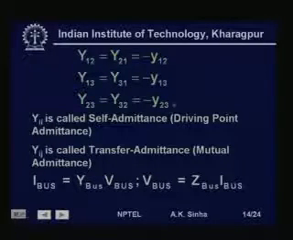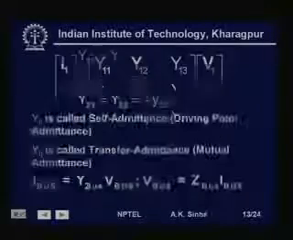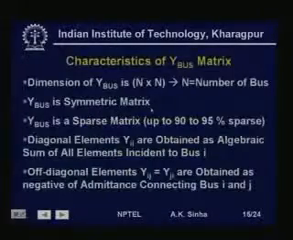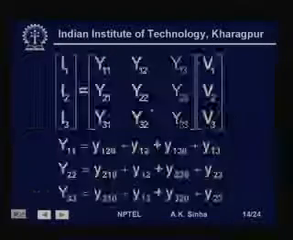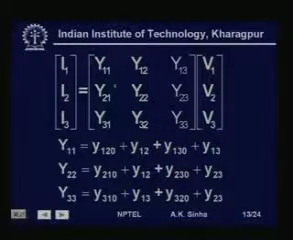Now, this matrix of Y admittance elements is relating the current injection at the various bus bars to the voltages at the bus bars, and that is why this Y matrix is called the bus admittance matrix. It relates the current injections at the bus bars to the voltages at the bus bars.